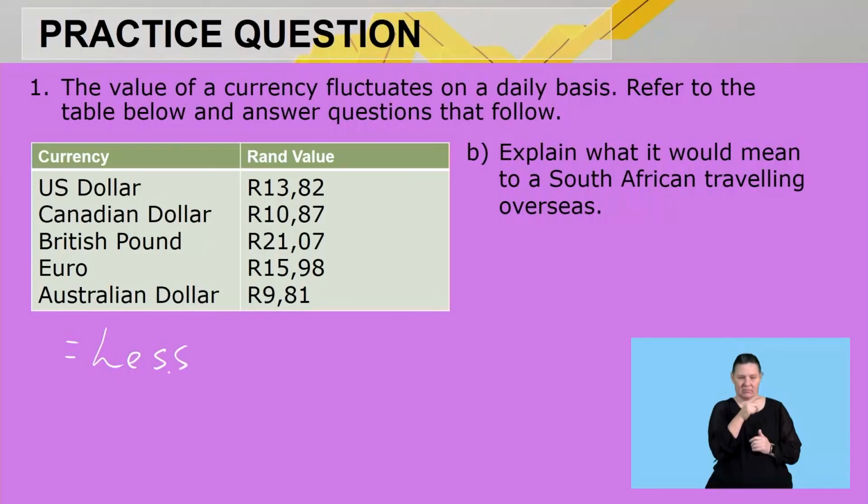Let's say this one, you will have less returns. Now remember, anything that is relevant to this concept is also acceptable.